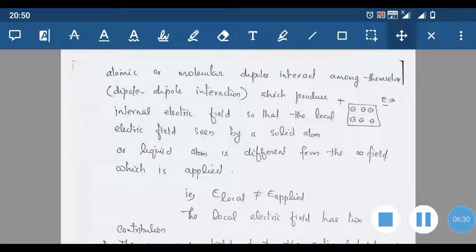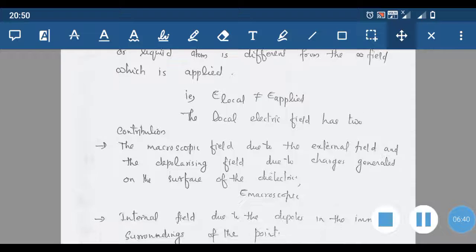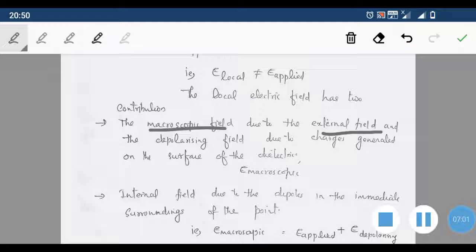So the conclusion is that E local is not equal to E applied in the case of these condensed matters, and the local electric field has two contributions. The local electric field in the case of a substance can have contributions from mainly two parts. The first one is the macroscopic field, which comprises the external field and the depolarizing field due to the charges generated on the surface of the dielectric.